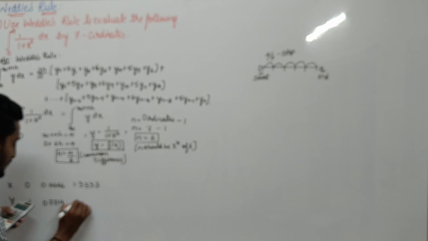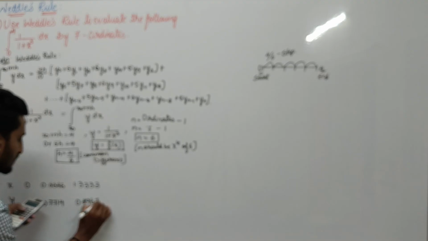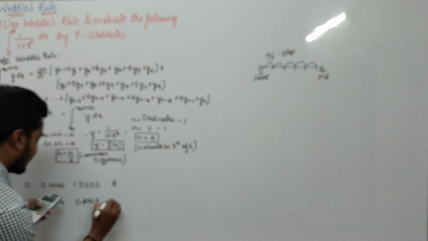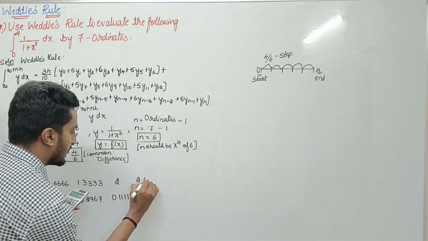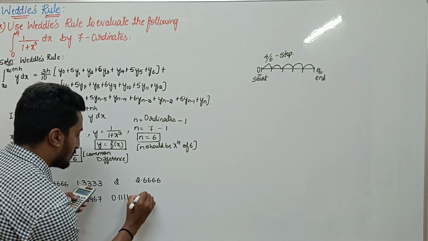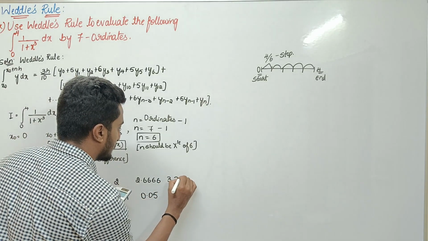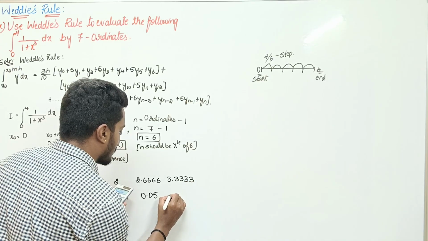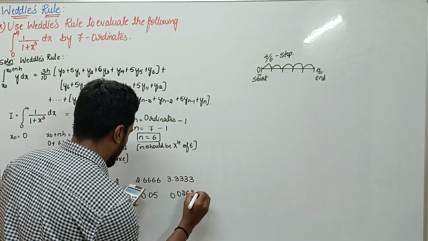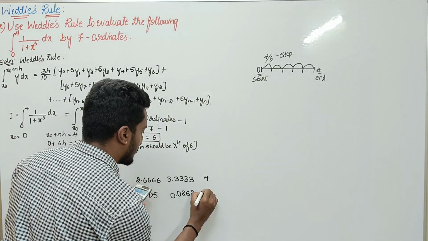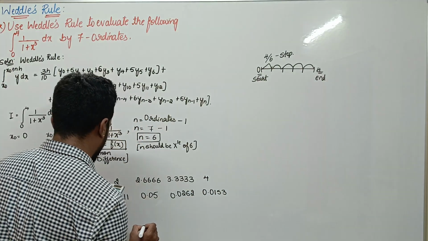Next I have 1.3333. For that function value 0.2967. Next I have 0.1111. Next I get 2.6666, 0.05. Next 3.3333, 0.0262. Last, that is 4, I get 0.0153. Got the point? Yes.